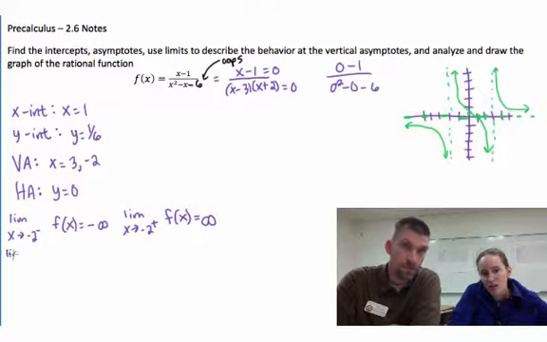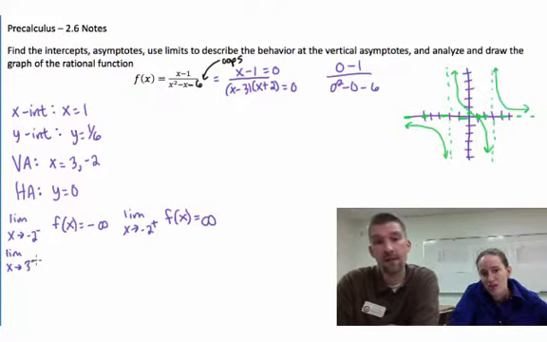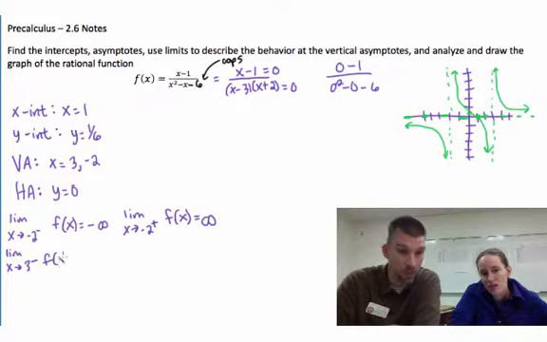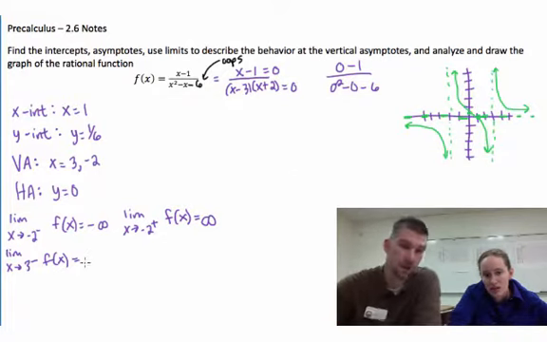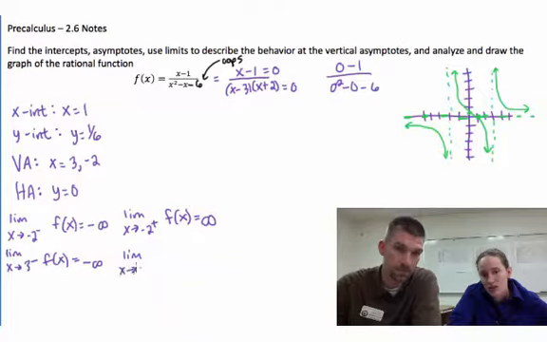And then the limit as x approaches 3 from the left is exactly what we did on the previous spot. 3 from the left, it's going down to negative infinity. And 3 from the right, positive infinity.